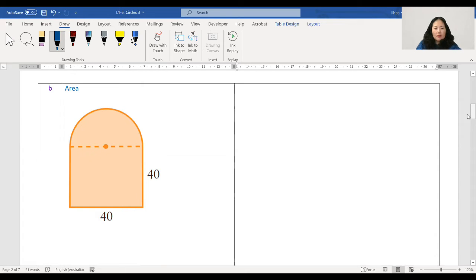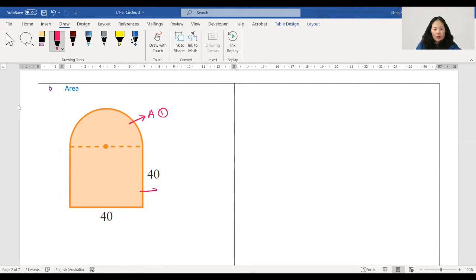So first step here is to indicate which area is area 1 and which area is area 2, because it's a composite shape. So I'm going to call the top one, it's a semicircle, half of a circle, area 1.